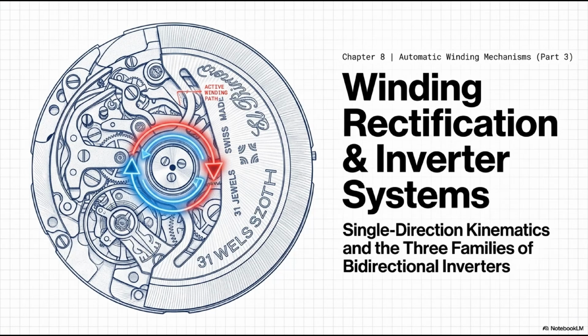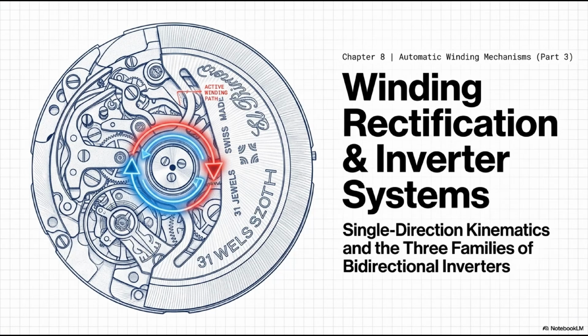The human wrist moves erratically, spinning the rotor clockwise and counterclockwise in completely unpredictable patterns. However, the mainspring barrel can only be wound in one single, continuous direction. How do we bridge this gap? We will examine the intricate mechanical diodes that solve this problem.